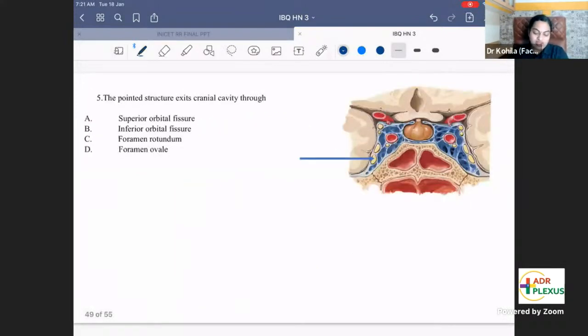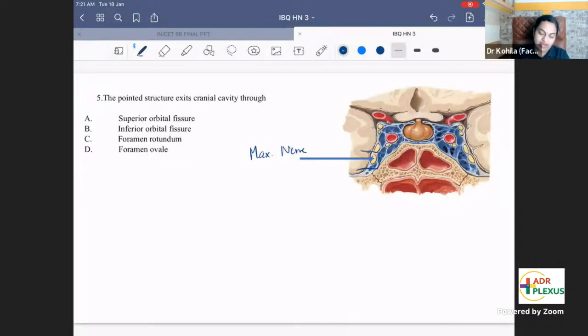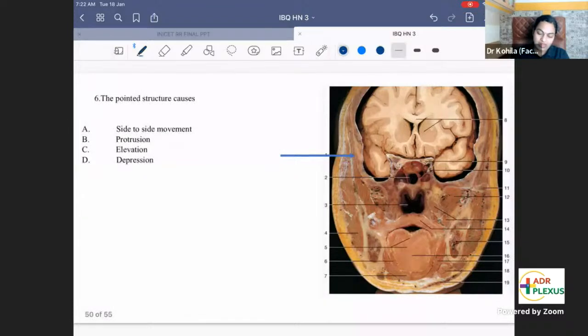The pointed structure exits cranial cavity through... answer, please. Very good. The answer, the pointed structure is maxillary nerve. I told you it exits out of the lateral wall of cavernous sinus, and passes through the foramen rotundum into the pterygopalatine fossa.